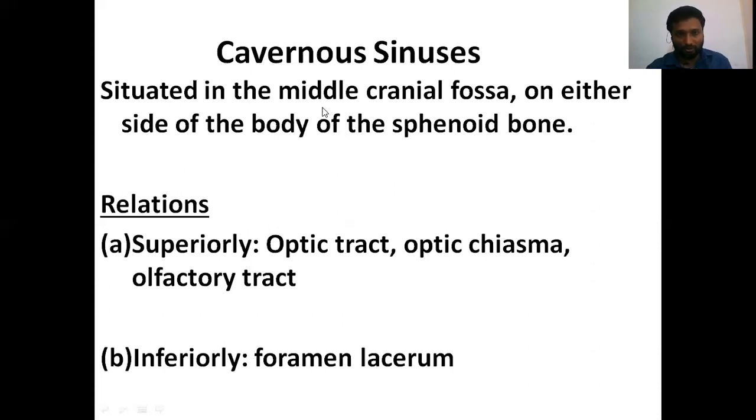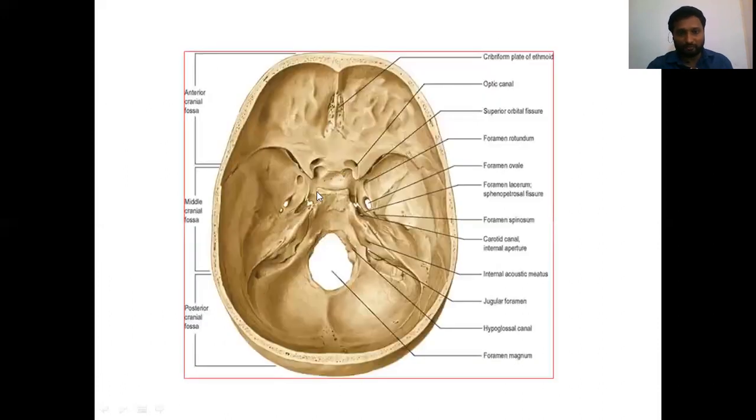The cavernous sinus is a dural venous sinus located in the middle part of the middle cranial fossa, on either side of the body of the sphenoid. See here, this is the body of the sphenoid, and here we have a shallow depression where the pituitary gland is located. On either side of that is the cavernous sinus, one side and the opposite side. This is the anterior cranial fossa, then the middle cranial fossa, then the posterior cranial fossa. So it lies almost in the middle part of the middle cranial fossa.